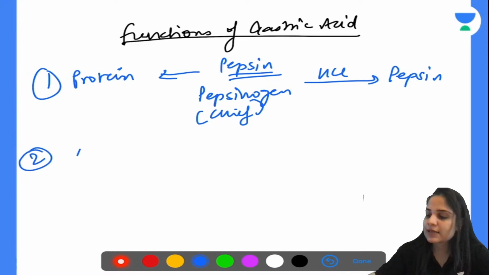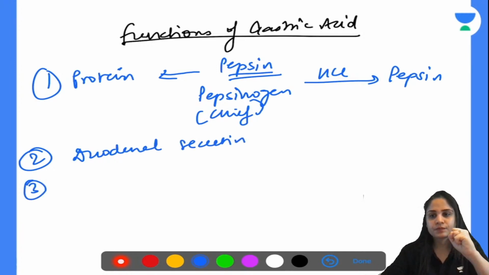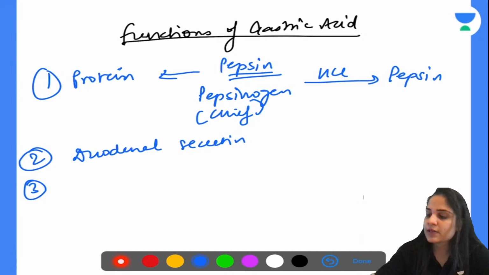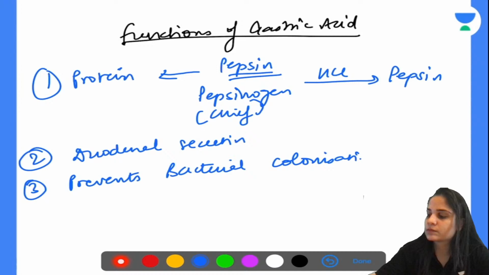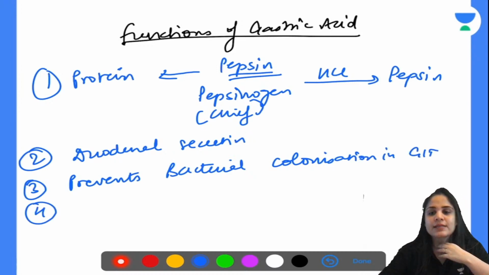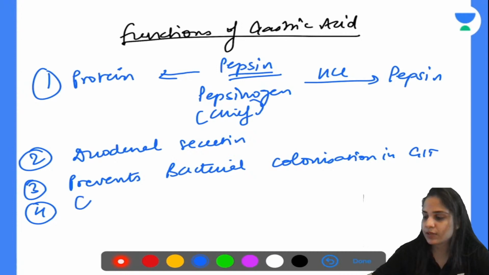The second thing that gastric acid does is it promotes production of duodenal secretin, which is also required for digestion of your food. Third thing, it maintains an acidic environment in the GIT, so it prevents bacterial colonization in the GIT. And the fourth thing is it helps in formation of chyme.